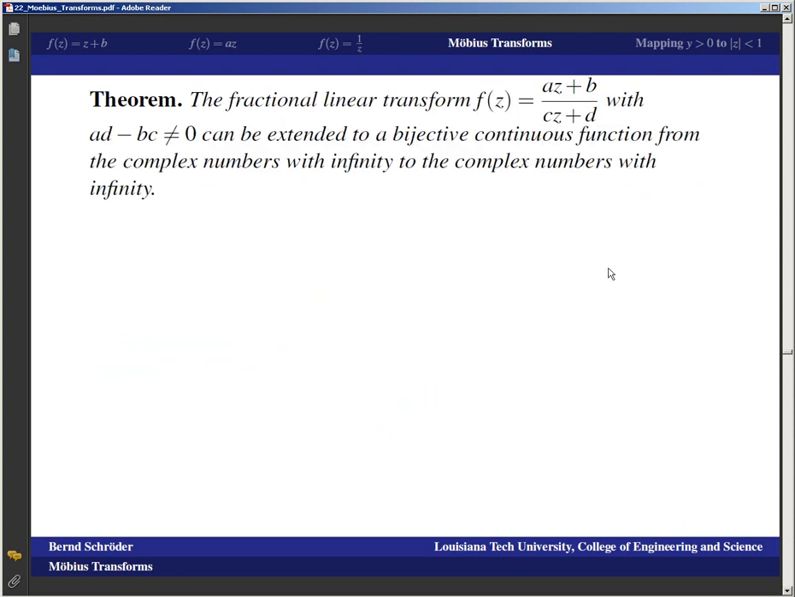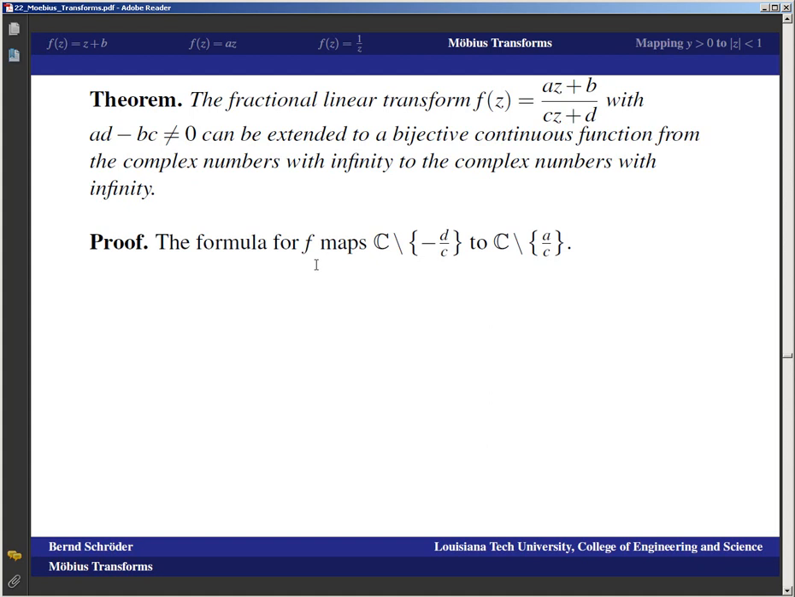Okay, well, now let's see, what else do we have? Right, we want to now establish that a fractional linear transform with ad minus bc not equal to 0 can be extended to a bijective continuous function from the complex numbers with infinity to the complex numbers with infinity. So this is going to be a one-to-one and onto function. And let's see, how do we do this? We're going to show that this thing has an inverse, right?